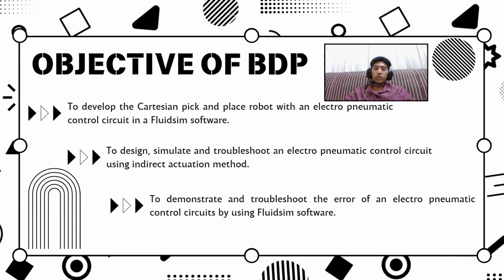This is the objective of BDP, or broadly defined problem. The first is to develop the Cartesian pick and place robot with an electro-pneumatic control circuit in FluidSIM software. Second, to design, simulate and troubleshoot the electro-pneumatic control circuit using the indirect actuation method. And the third one is to demonstrate and troubleshoot the error of an electro-pneumatic control circuit by using FluidSIM software.